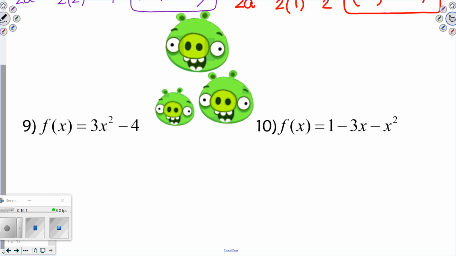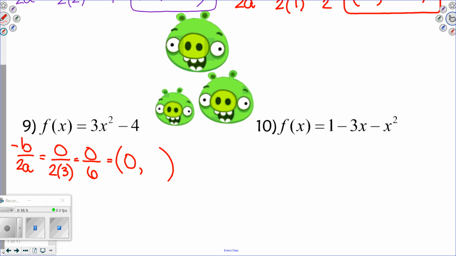All right, so number 9, if I'm looking at this one, again, I have to always start with negative b over 2a. What's my b value? 0. Right? There is no plain x term there. So it's going to be 0 over 2 times 3. So 0 over 6, which is 0. Well, that was fun and easy, wasn't it?